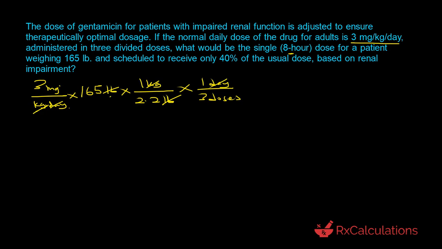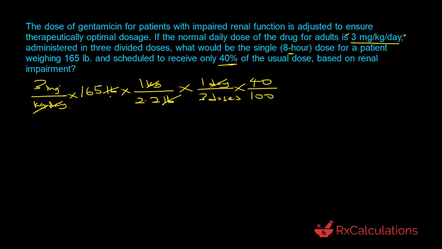But notice that this actually is for a patient who receives only 40% of the usual dose. So this normalized dose here is for a patient with normal renal function, but here the patient is only having 40% of the usual dose. So we need to account for that. And what that will look like is we will do 40%, so we can multiply either by 0.4 or we'll multiply by 40 divided by 100, which is basically 40%.